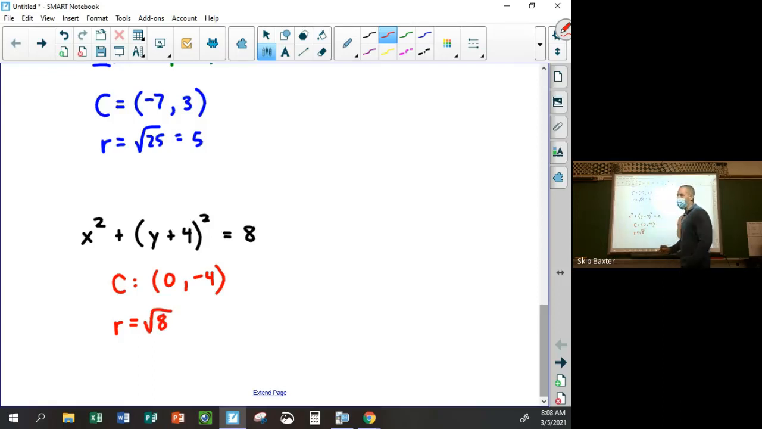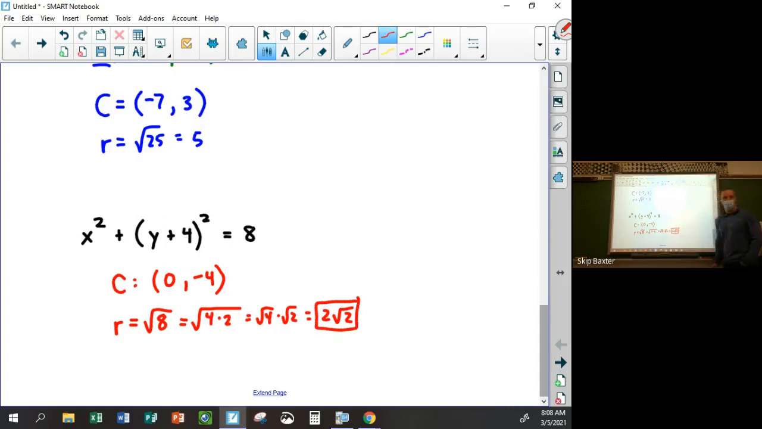And they might say, express the radius in simplest radical form if it's not a whole number. So then you have to remember simplest radical form. Remember, you need to find the biggest perfect square that divides evenly into 8. So which perfect square divides evenly into 8? 4 does. So this would be 4 times 2. So this is square root of 4 times the square root of 2, which is 2 radical 2. That's the radius in simplest radical form.